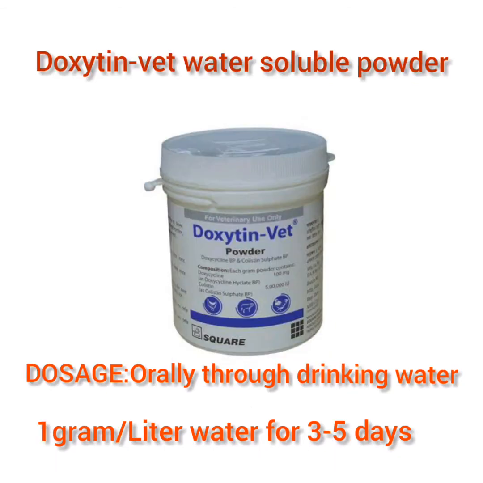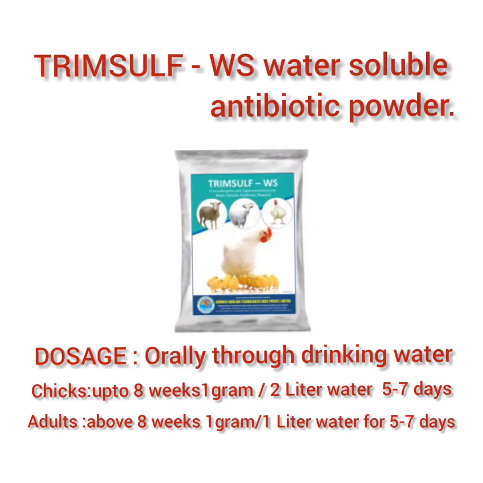Doxetin vet powder. Dosage, orally through drinking water: 1 gram per liter of drinking water for 3 to 5 days. Trimsulf WS, trimethoprim and sulfamethoxazole water-soluble antibiotic powder. Dosage, orally through drinking water: chicks, up to 8 weeks, 1 gram per 2 liters for 5 to 7 days. Adults, above 8 weeks, 1 gram per 1 liter for 5 to 7 days.